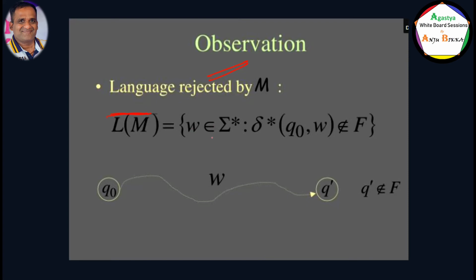On the other hand, the rejected strings are the complement of L of M, which is denoted like this: complement, W belongs to sigma star such that the extended function of q0, W does not belong to F. It means if there is a walk or a path from the initial state to a non-final state labeled with W, the set of all those W's forms the complement of L of M, ending in a non-final state.